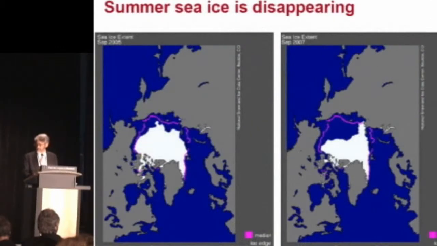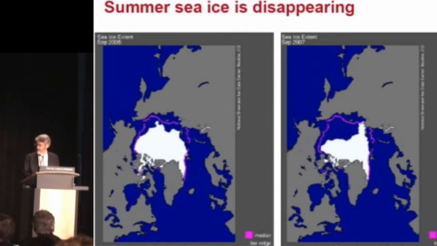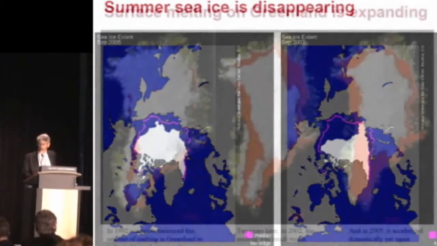These are the latest images from the National Oceanographic and Atmospheric Administration in the United States. The pink line shows the long-term recent average sea ice extent. The left panel is 2005, which set a record for reduction in summer sea ice in the Arctic, and as you can see, the right panel, 2007, shattered that record. Again, a pace of disappearance much greater than was expected even a few years ago.